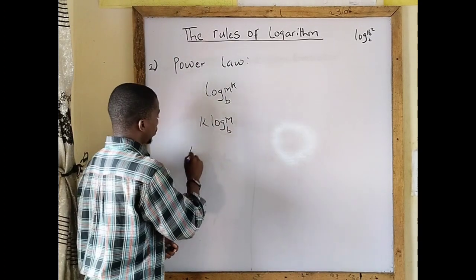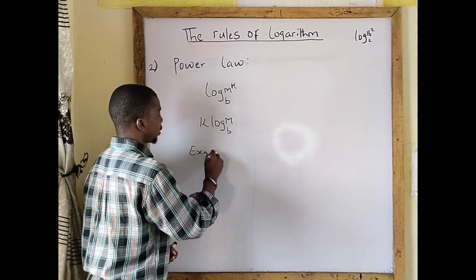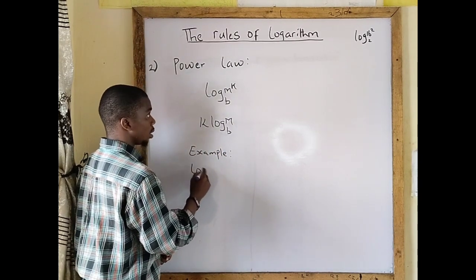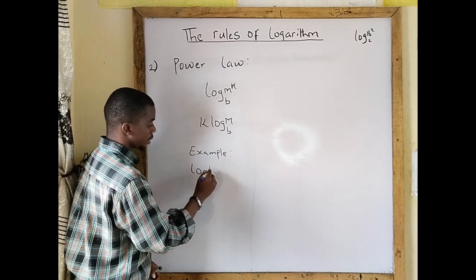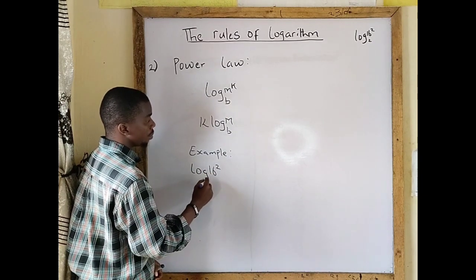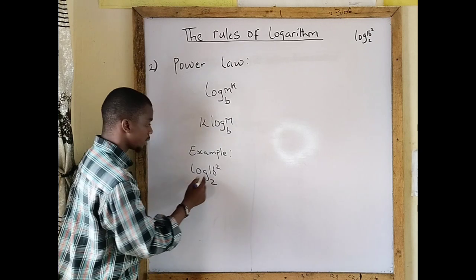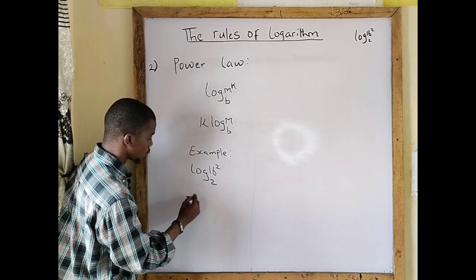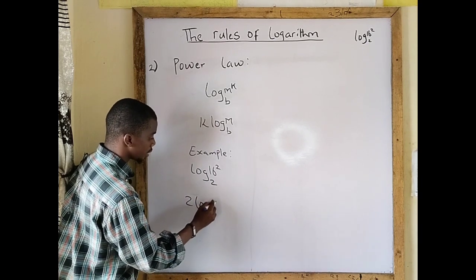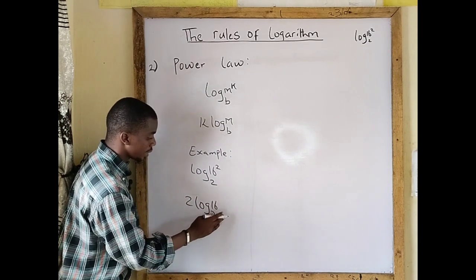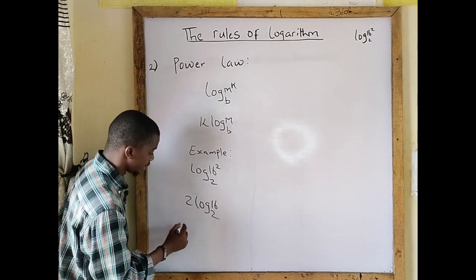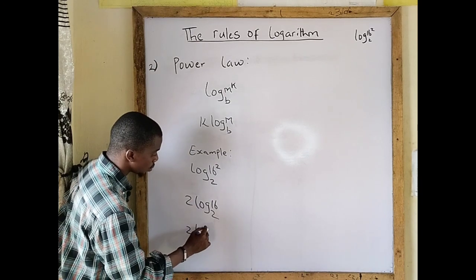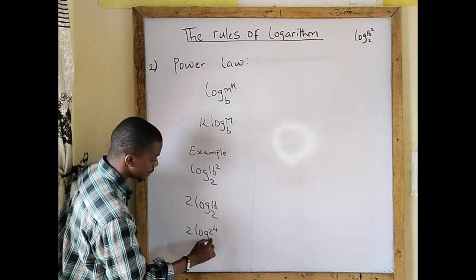Okay, so example, applying this. We have log 16 raised to the power of 2 base 2. Solving this, we use the power to multiply the log, so that we have 2 log 16 base 2. And if we write 16 in its index form, we have log 2 raised to the power of 4 base 2.